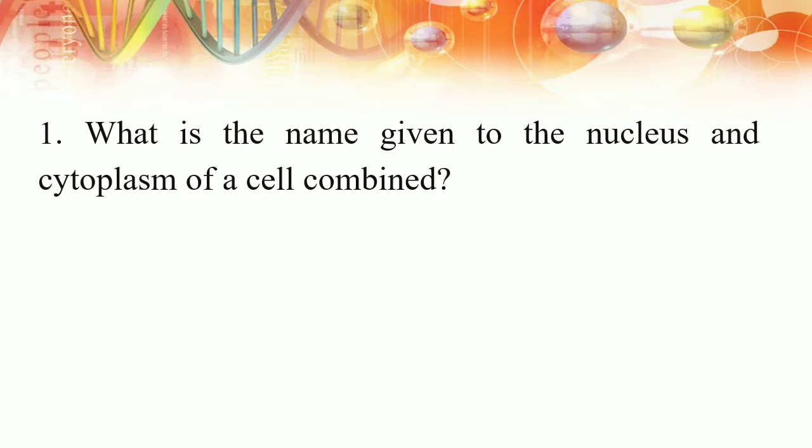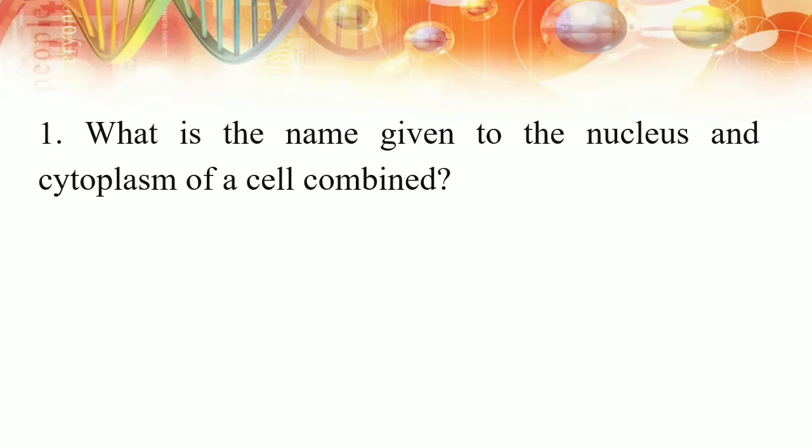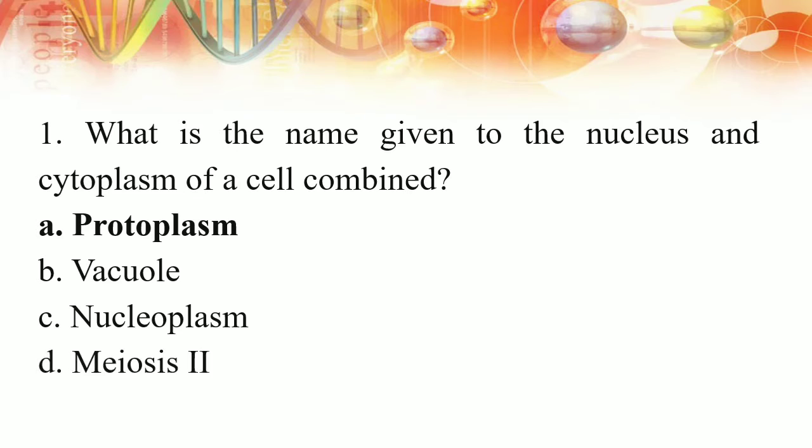Number 1. What is the name given to the nucleus and cytoplasm of a cell combined? A. Protoplasm. B. Vacuole. C. Nucleoplasm. D. Meiosis 2. Meiosis 2 is a process and is not even an organelle. Nucleoplasm sounds like a combination of nucleus and cytoplasm, but it excludes the nucleus. Vacuole is a lone organelle which helps in maintaining water balance in the cell. Protoplasm is the correct answer because it includes the cytoplasm and the nucleus in the cell.